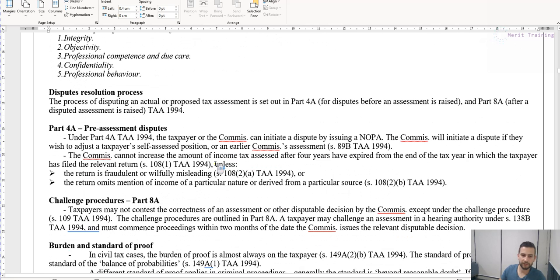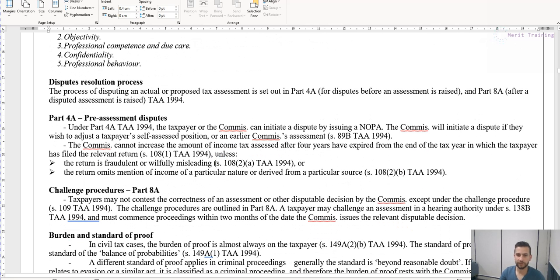So the first one, Part 4A, pre-assessment disputes. This is basically when the commissioner can initiate a dispute by issuing a NOPA, which I mentioned earlier in the chapter. The commissioner will initiate a dispute if they wish to adjust the taxpayer's self-assessed position or an earlier commissioner's assessment. The commissioner cannot increase the amount of tax assessed after 4 years have expired from the end of the tax year in which the taxpayer filed the relevant return, unless the return is fraudulent or willfully misleading, or the return omits mention of income of a particular nature or derived from a particular source. In those cases, there's no time limit on fraud.